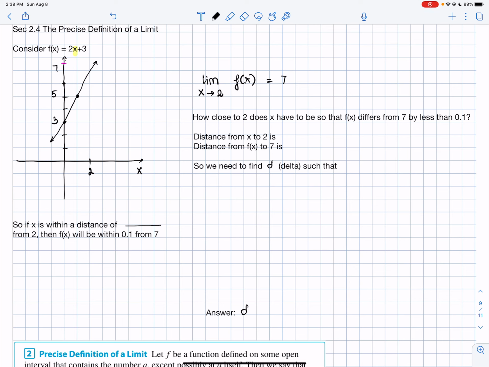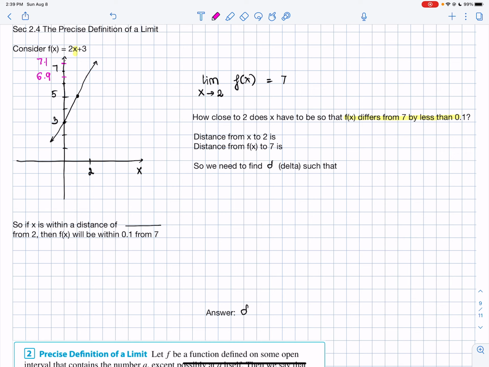How close to 2 does x have to be so that f of x differs from 7 by less than 0.1? The meaning of this question is that f of x differs from 7 by less than 0.1. So I have 7 right here. If I want to go around 7 but only less than 0.1, that means I can go up only to 7.1 or go down to 6.9. Then what will x be supposed to be around 2?